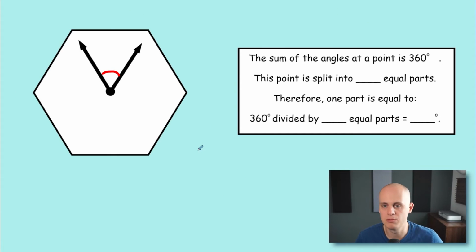Okay, next question. There's no numbers on this one, but again, there's a really big clue on how many parts this can be split into because you can count the points on the shape. You can count how many sides the shape has. Have a go. What's going to be the angle there between those two corners of this shape?